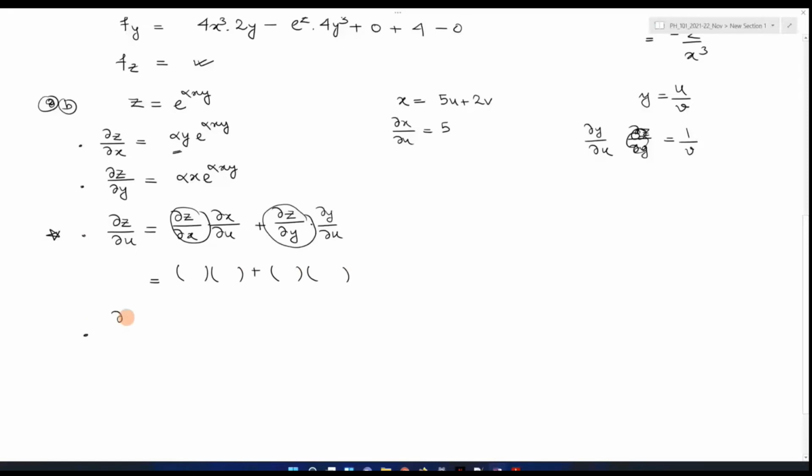Similarly, you can find del z by del v. Can somebody tell me how to write del z by del v? The final form, Bhaiya, or the starting one? Like the one I wrote here. In place of u, you have to write v. Exactly, yes. In place of u, we have to write v.